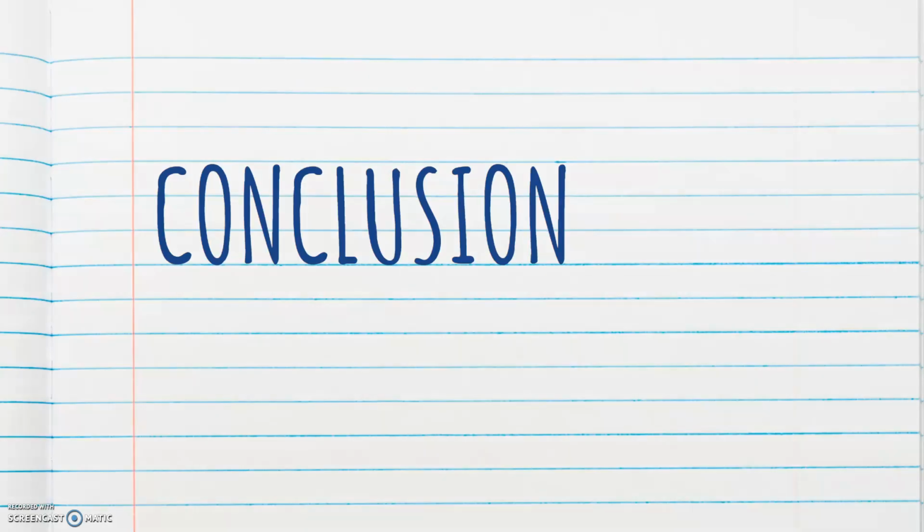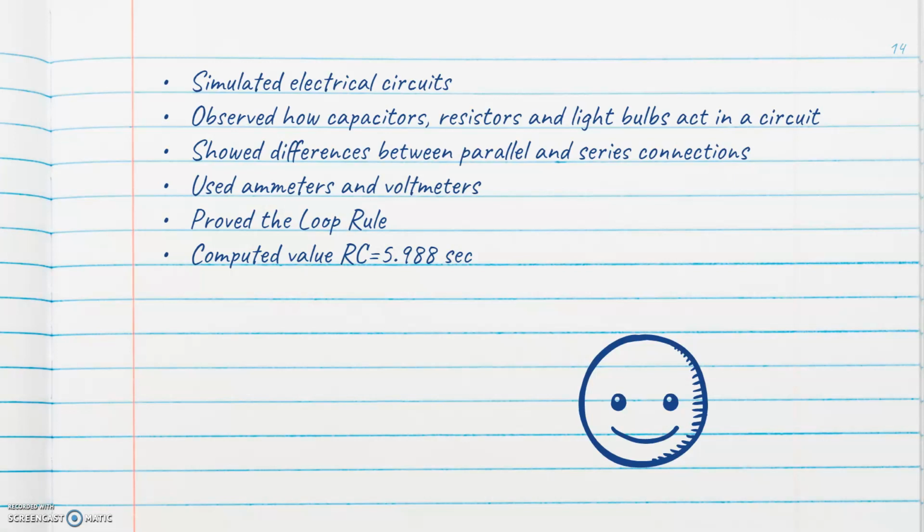To conclude, we simulated electrical circuits. We observed how capacitors, resistors, and light bulbs act in a circuit. We showed the differences between parallel and series connections. We used ammeters and voltmeters to prove the loop rule, and the computed value of RC was 5.988 seconds.